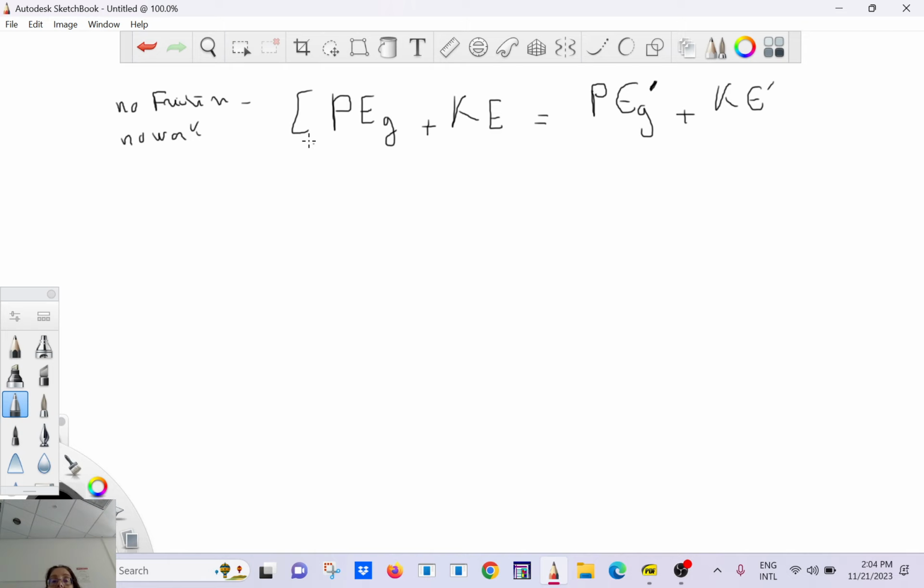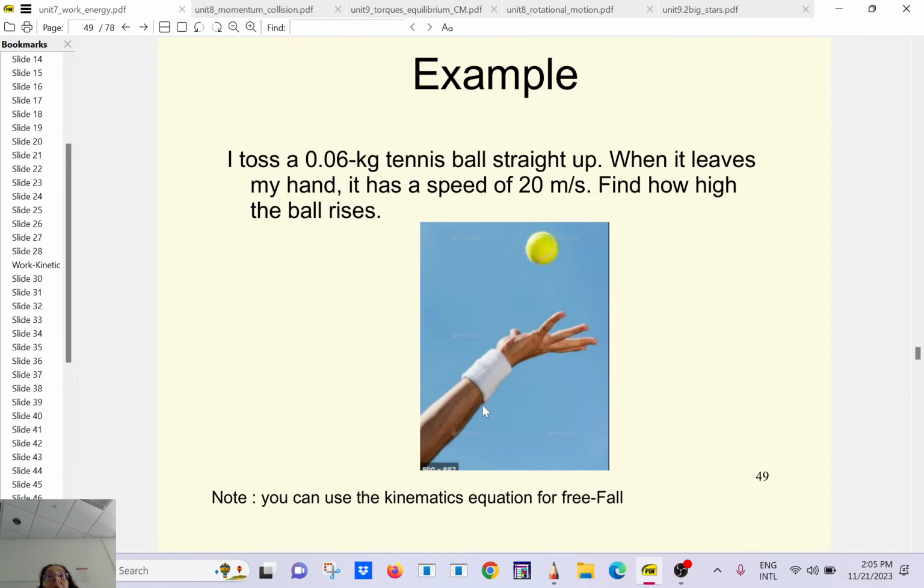Now if you have work done by an external force, then you will have to add something here because you put energy into the system. If there is friction, then here you have a minus because you are taking away what you begin with. But we're going to see that next. Okay, let's do this one quickly.